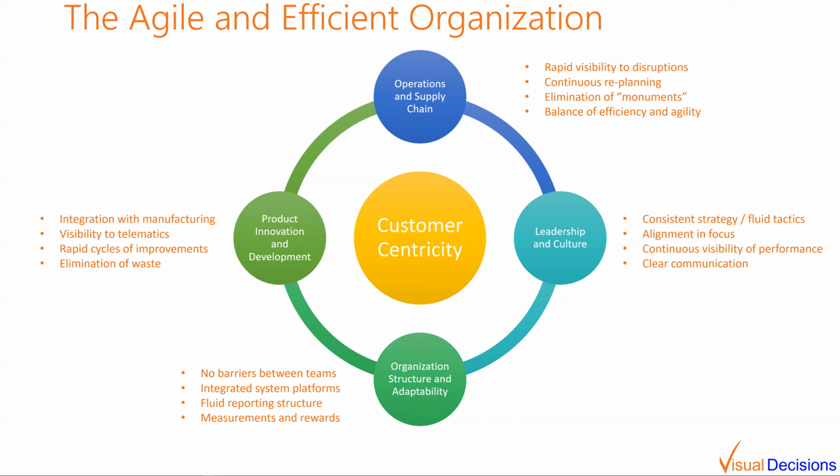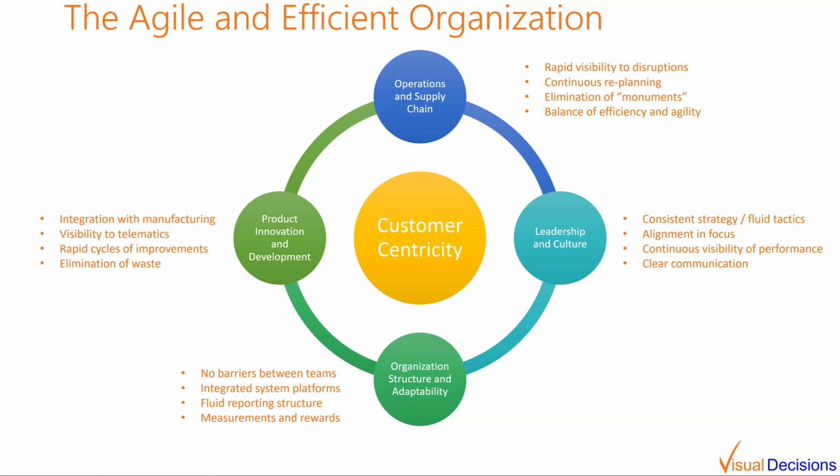Clearly communicating throughout the organization and having that culture that people are in this together. Having an organization structure and adaptability with as few barriers between different teams as possible, keeping that communication and the information flowing so that we don't keep visibility to these disruptions in one segment of the operation, but everybody understands what the challenges are and is doing what they can to overcome those.